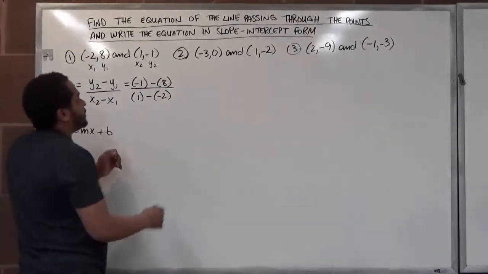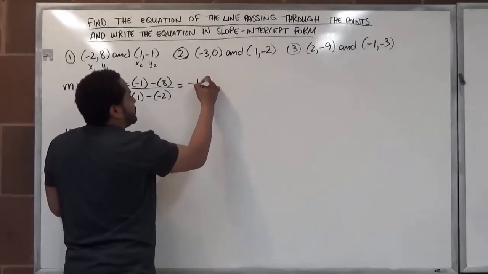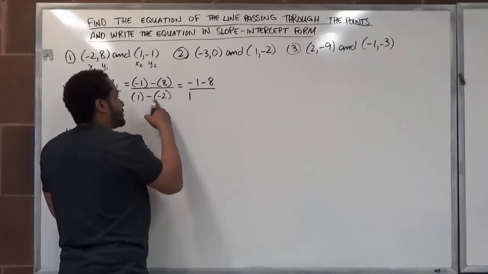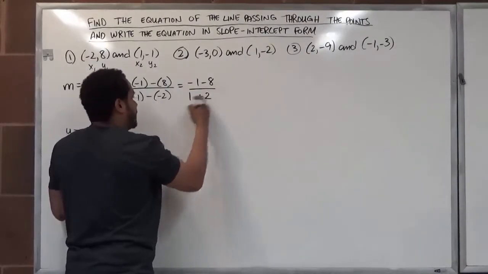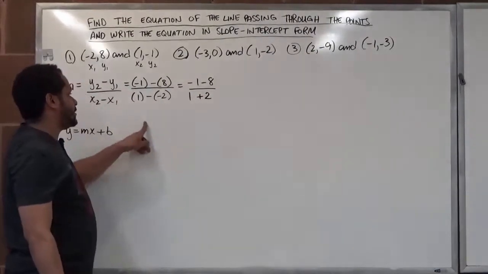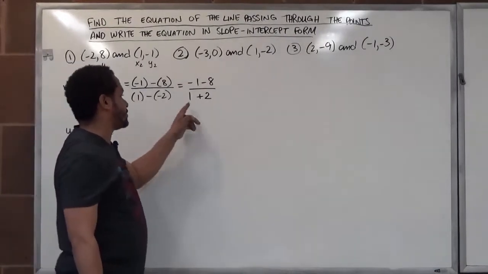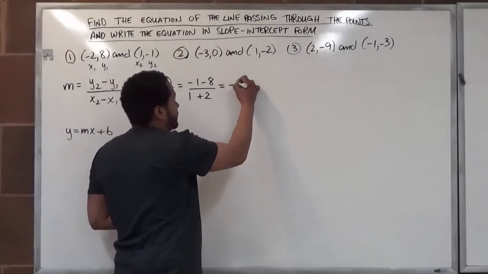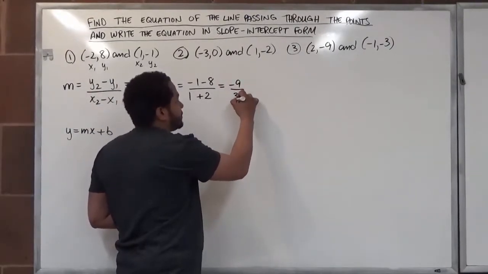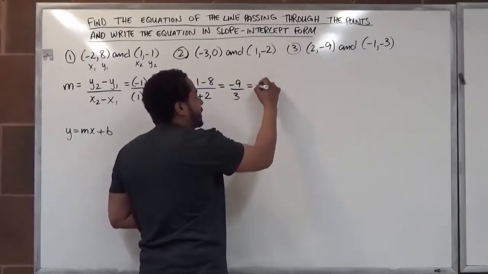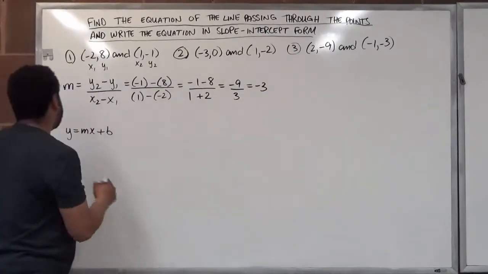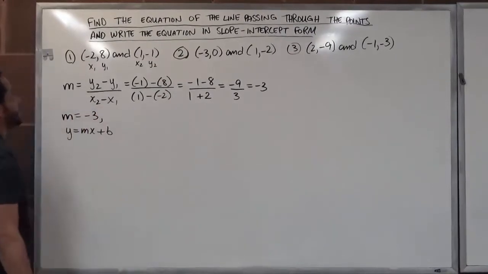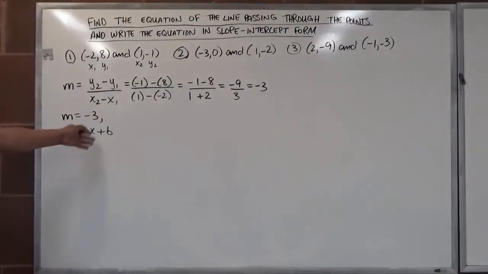And so as our numerator here, we have -1 minus 8 over 1 plus 2, because it's a double negative here, and the sign is going to change. So we have the keep change change rule, so it becomes 1 plus 2. And now the numerator here is -9, whereas our denominator here is +3. And when we divide -9 by 3, we have a -3. And we have our slope value. So m becomes -3.